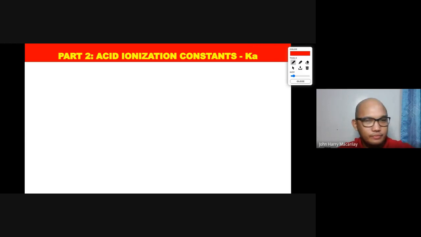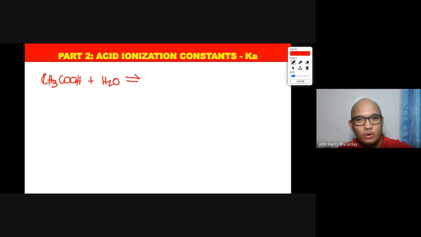You have your acetic acid here. So acetic acid in water, CH3COOH plus water, will now form your hydronium ion plus your acetate ion.